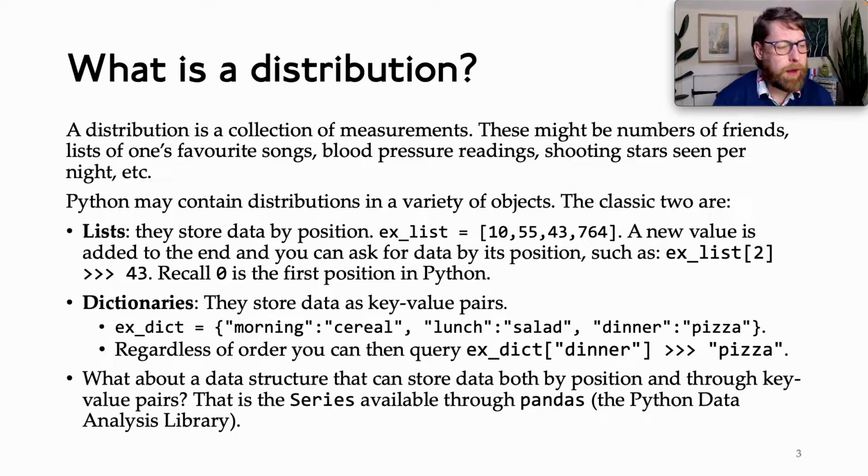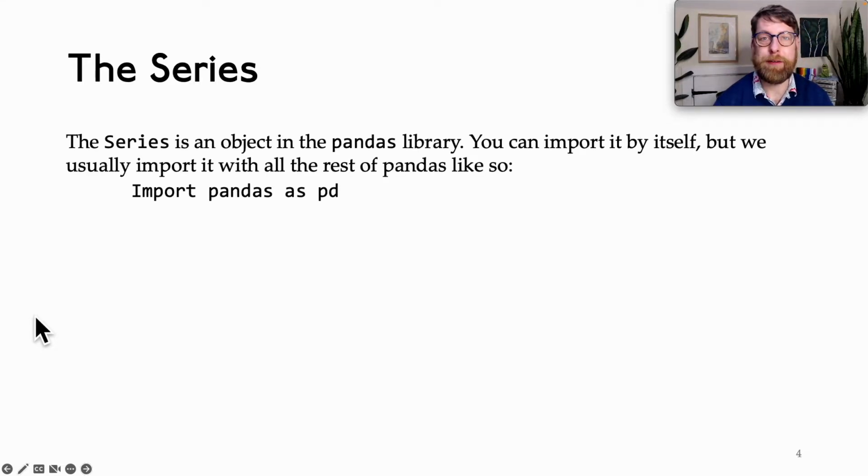But now what about a data structure that can store both by position and through key value pairs? In other languages, like JavaScript, that might be an array that can do that. And you can't do it with some other structures in Python, but particularly the series through pandas can do that and can do it well, and involves all kinds of additional ways of manipulating the collection of data that's in that series. So we look at this through pandas, which is a short name for the Python Data Analysis Library. All right, so let's have a look at the series itself.